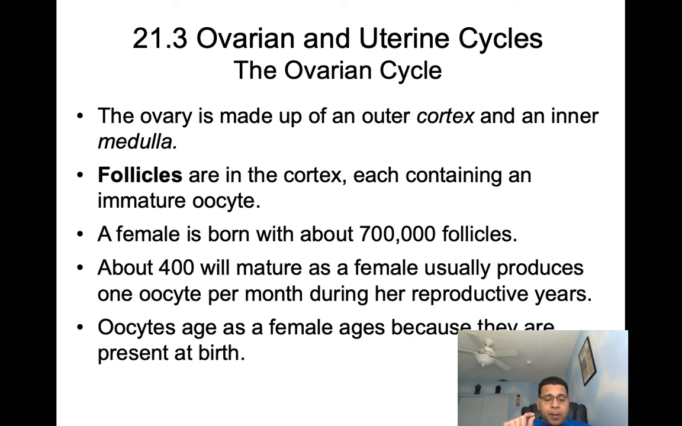I want you to know a female is going to be born with all the ovarian follicles that she will ever have. She's going to have about 700,000 follicles. Out of these 700,000, only about 400 follicles will ever mature, as a female usually produces one oocyte per month during her reproductive years, which are after puberty hits until menopause. Oocytes are going to age as a female ages as well, because they're present at birth.